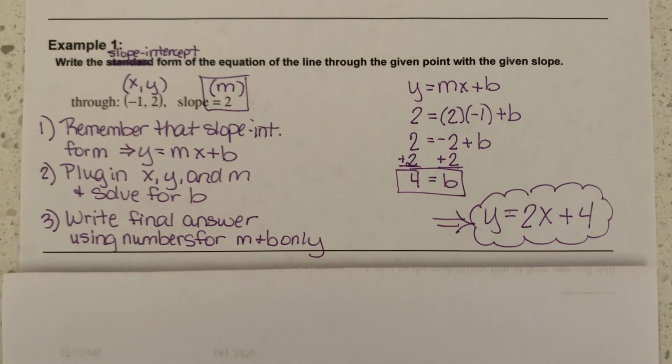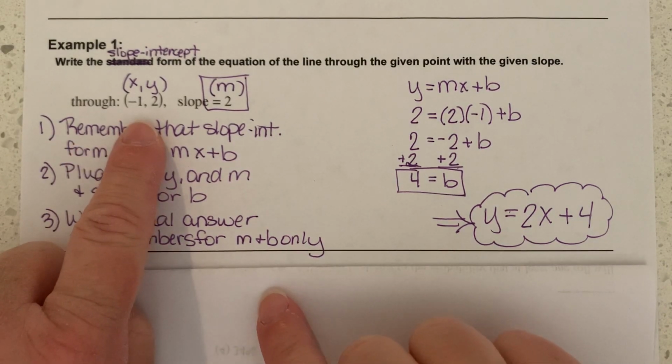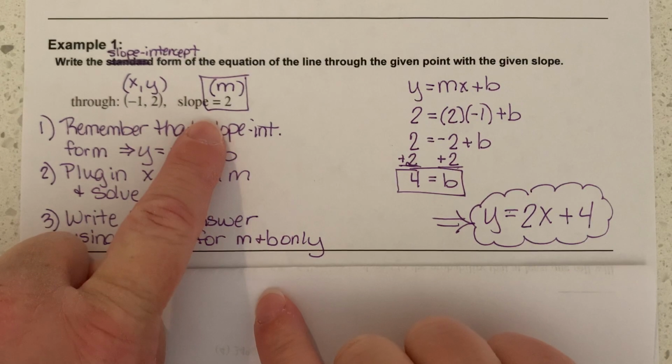So we're going to write an equation in slope-intercept form, and all I'm giving you is a point and the slope. Well, in slope-intercept form, you need to know the slope and the y-intercept, which is why it's called slope-intercept form. But I don't know the y-intercept. I know an x and y, a random point on that line, and I know my slope.